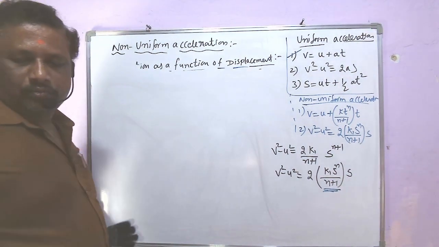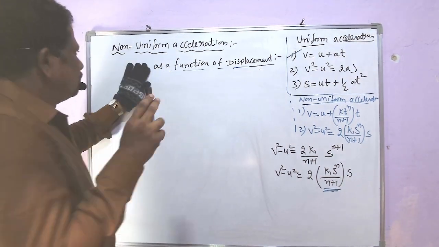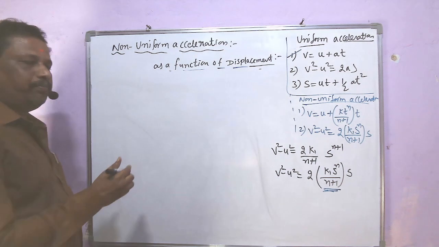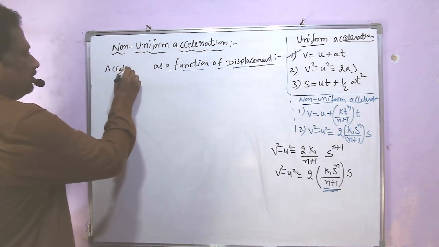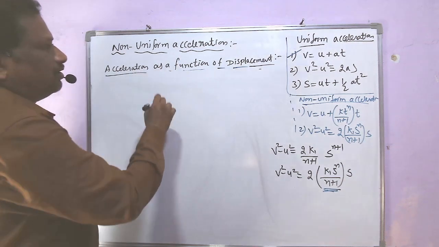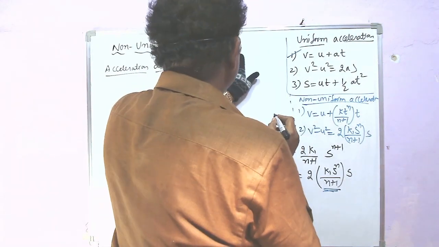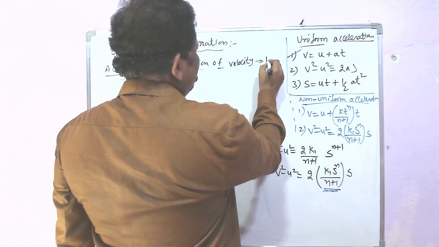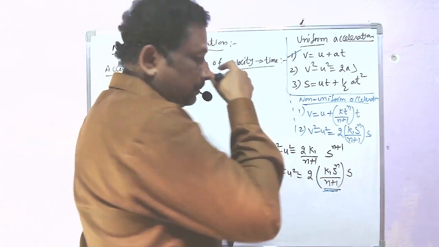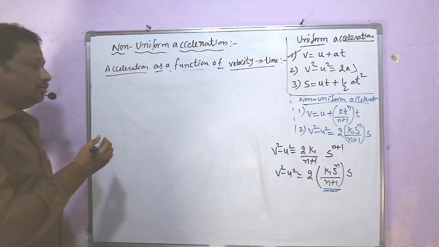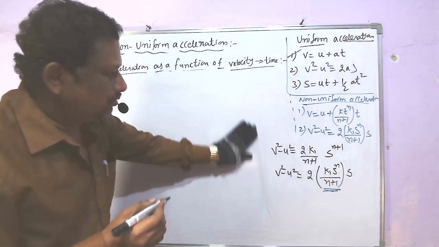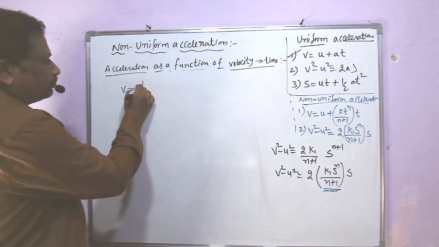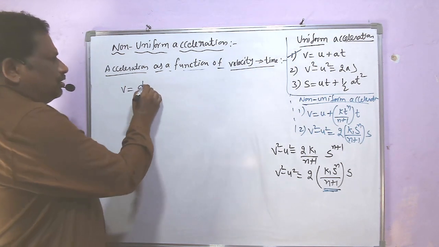See, we know that velocity v is equal to dx by dt. So dx is equal to v dt. Now carefully observe, dx is a displacement function and v is a velocity function. In the first equation we already got velocity in terms of acceleration. This one you have to substitute.